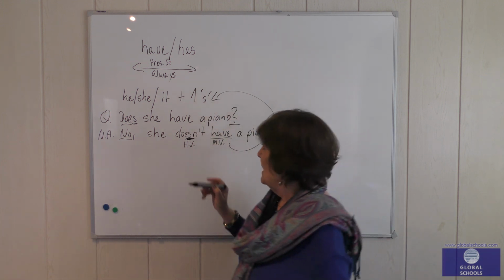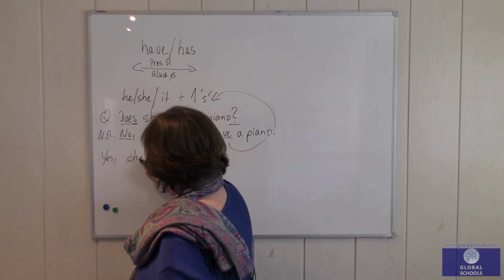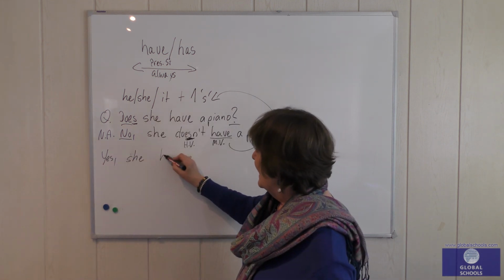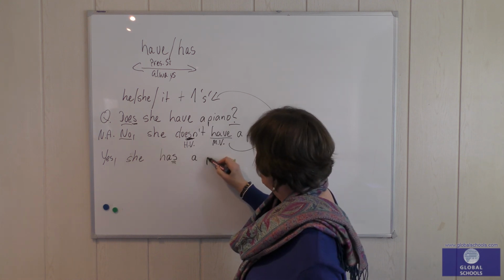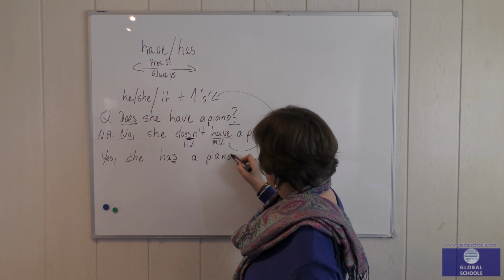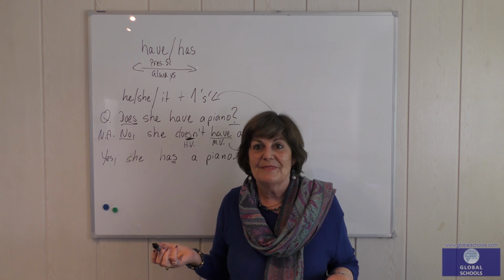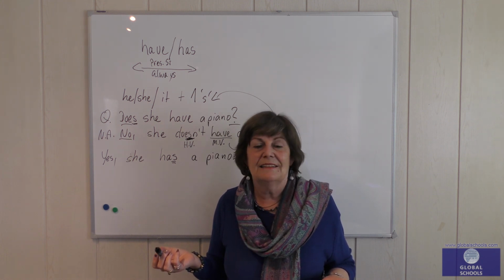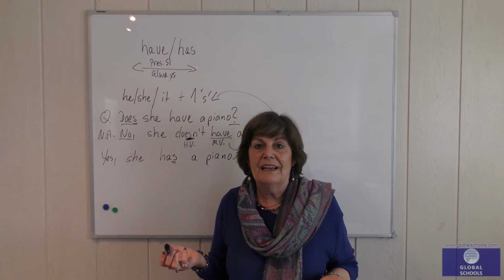And now it counts. You see, yes, you say, yes, she has a piano. You see? Okay, so when I use he, she, it, I have to use one S. That's right. And if I ask a question, because I have to say does, in the case of he, she, it, that's where the S goes. Right. And then the have stays the way it is.